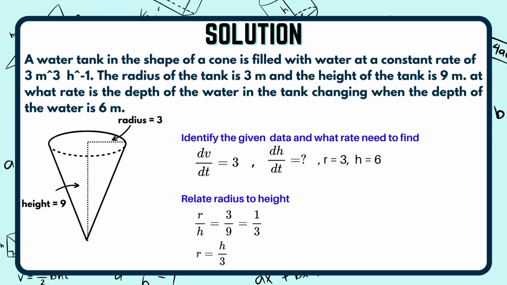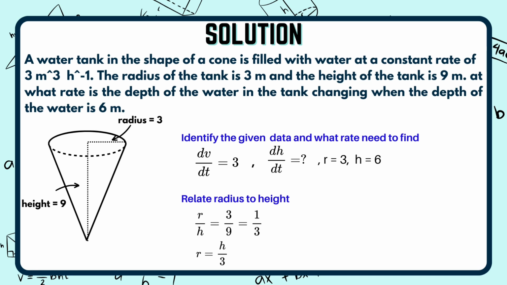From the question, we know that the tank is filled with water at a constant rate of 3 meter power of 3 h power of -1. That means we will write it dV over dt equal to 3. The meaning of dV over dt is the first derivative of volume with respect to time. It shows how volume changes with time. We also know that the radius of the cone is 3 meter and the height is 9 meter. Next, the question asks to find the rate at which the depth of the water is changing when the water depth is 6 meter and radius 3 meter. So we need to write it as dH over dt equal to question mark because we still don't know the answer.